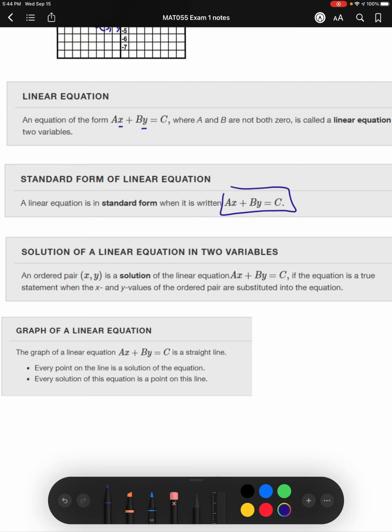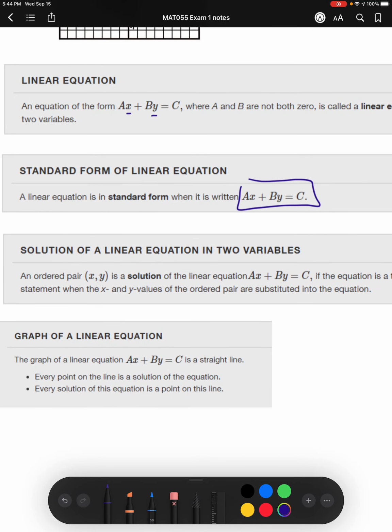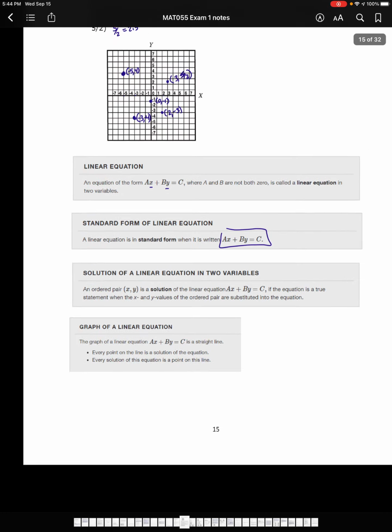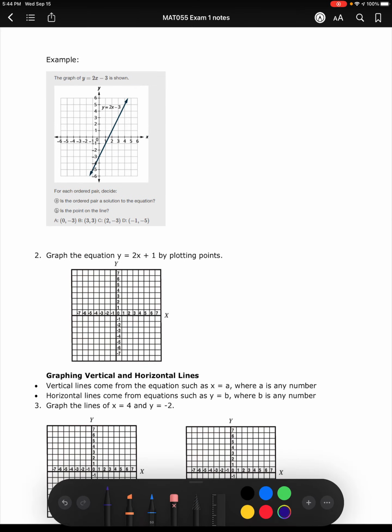The graph of a linear equation is a straight line, and every point on the line is a solution of the equation. So there are multiple solutions, and every solution of this equation is a point on the line. Vice versa, if it's a point on the line, it's a solution. If it's a solution, it's a point on the line.